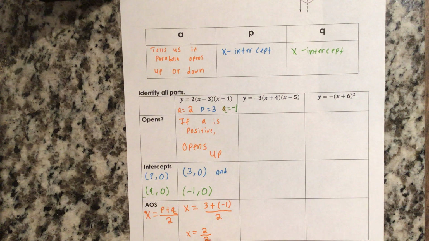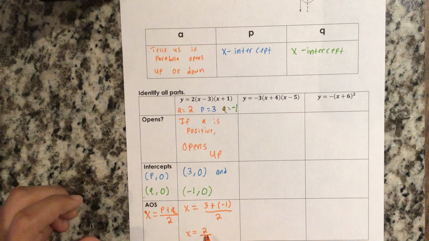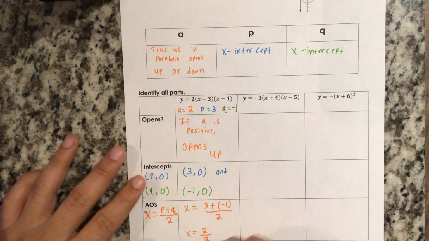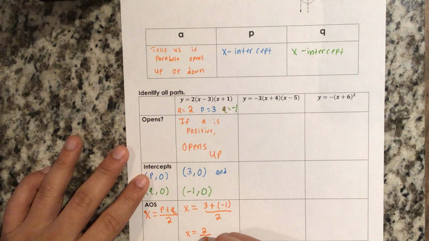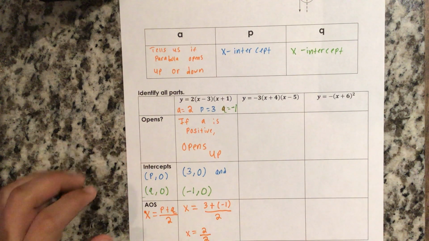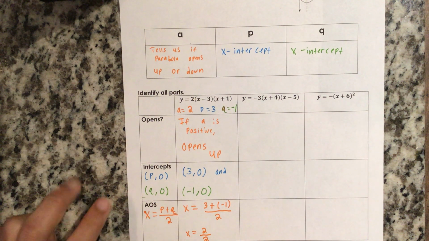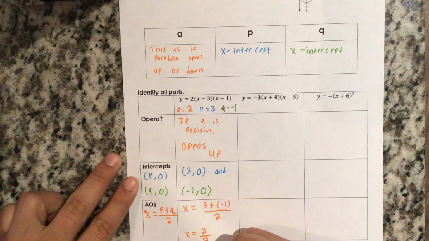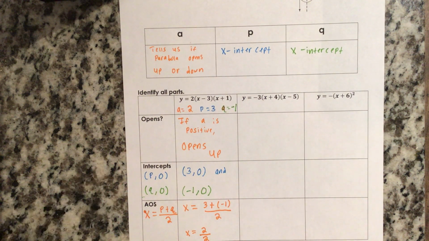And then you're left with this. You've got to simplify this. 2 over 2 is just 2 divided by 2, which is 1. So my axis of symmetry is x equals 1. I hope that wasn't too much. That wasn't too many steps. If you want to use a calculator, you can just type this in, but it's not that much math. So my axis of symmetry is x equals 1. And that's it. This whole one is done.